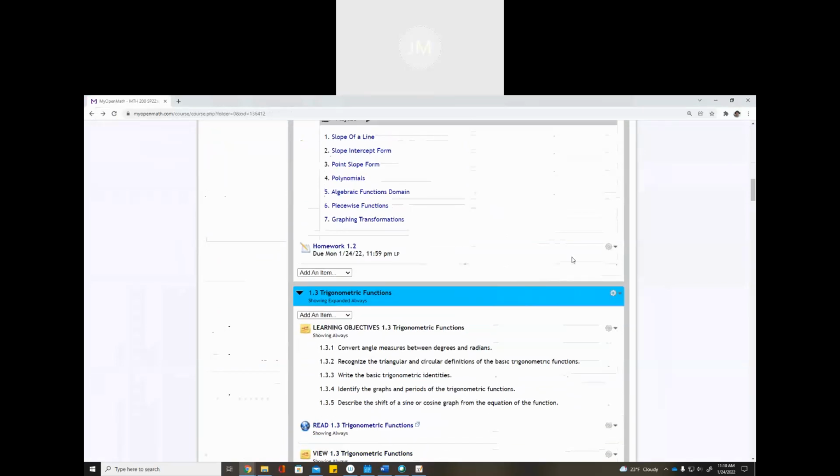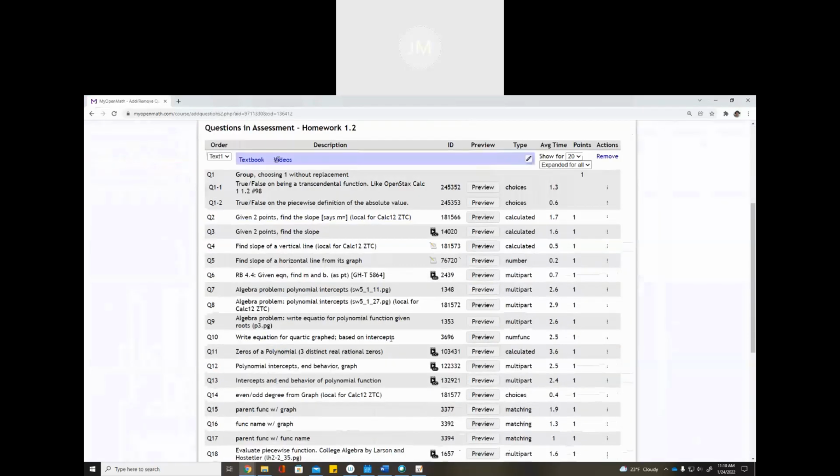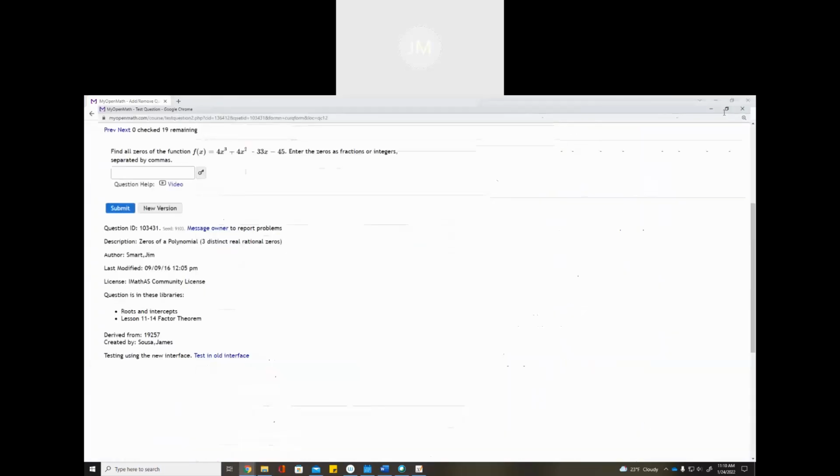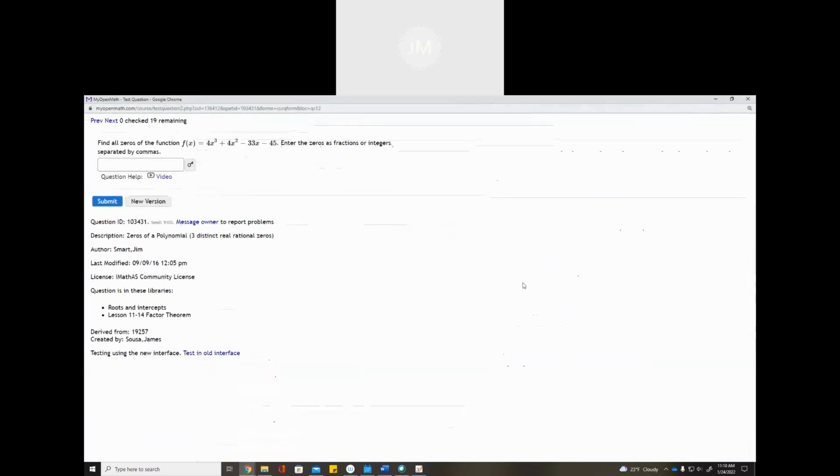Question 11. Find all the zeros of this function, and it's a cubic function. And that can be a little bit tough. So we're looking at a little bit of pre-calculus stuff. This is something that you should have learned in pre-calculus or college algebra. And the key here is to see if we can find one of the zeros.